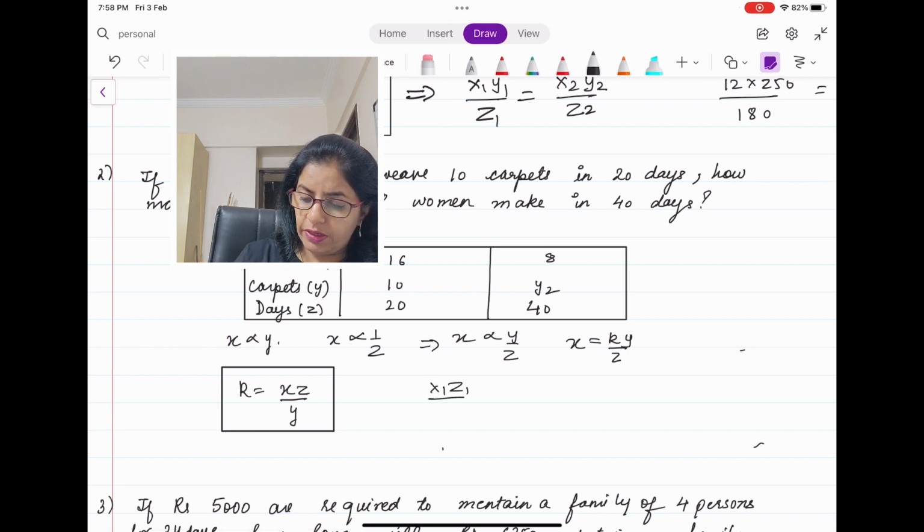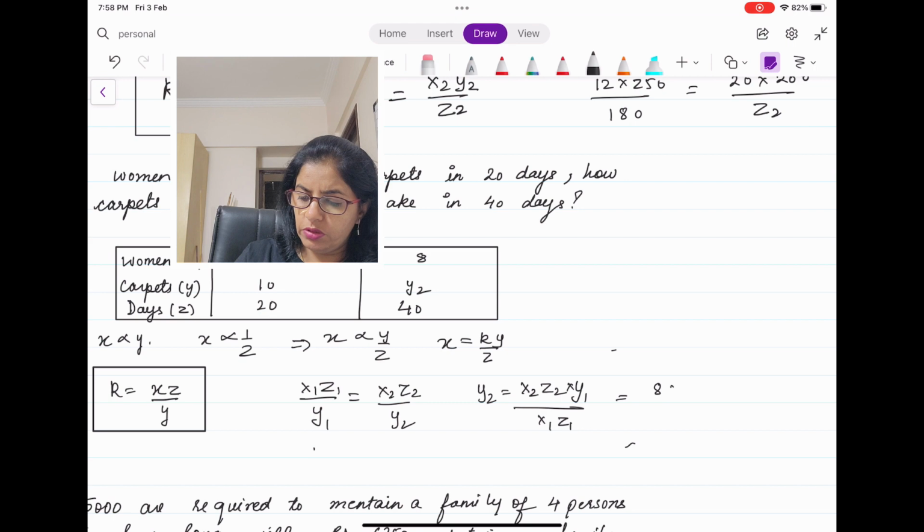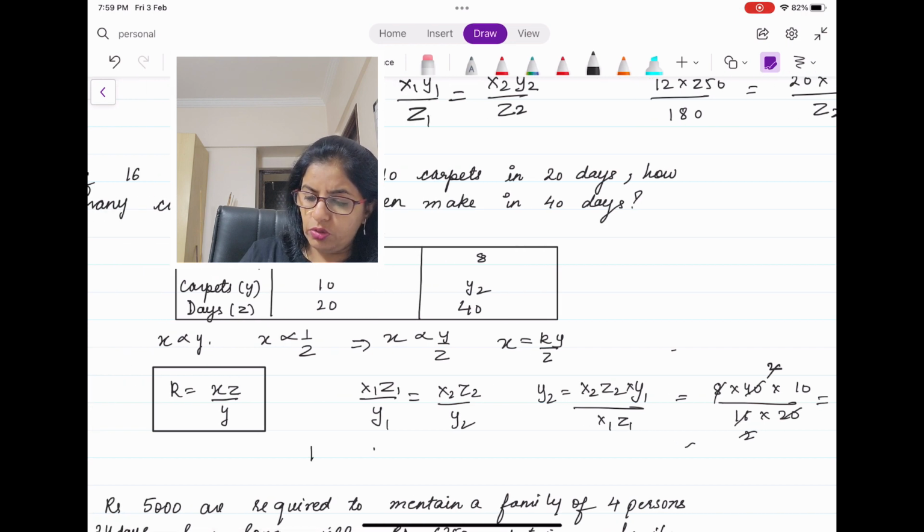So next we place the values: x1 z1 upon y1 is equal to x2 z2 upon y2. We have to find y2. So y2 is equal to x2 z2 into y1 upon x1 z1. Let's place the values. x2 is 8, z2 is 40, y1 is 10, upon 16 into 20. Cancelling, we get 10. So that means 10 carpets will be woven by 8 women in 40 days.